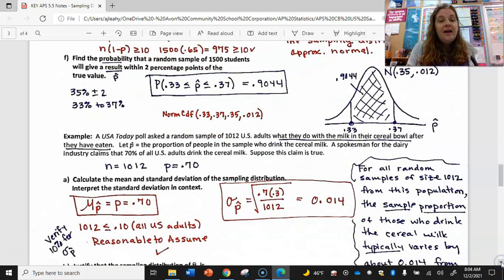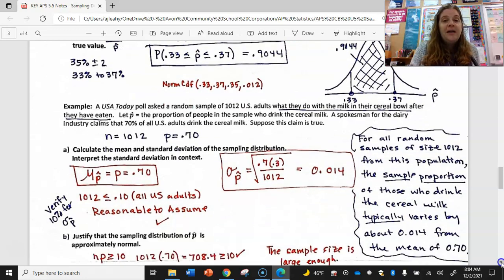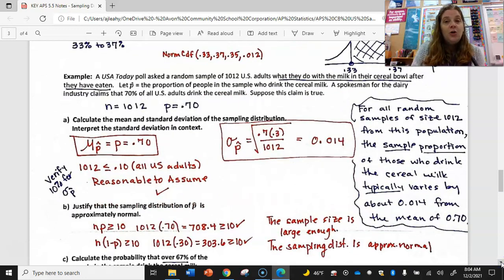It says the poll asked a random sample of 1,012 U.S. adults what they do with the milk in their cereal bowl after they've eaten. p hat is the proportion of people in the sample who drink the milk. A spokesman for the dairy industry claims that 70% of these adults drink the milk. Suppose this is true. All right, so what do we know?